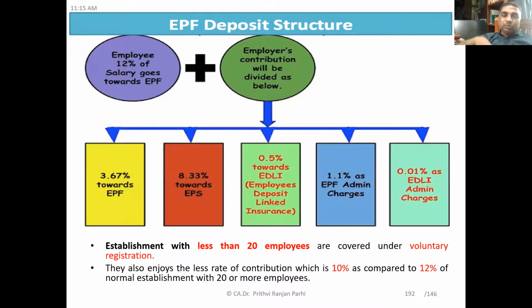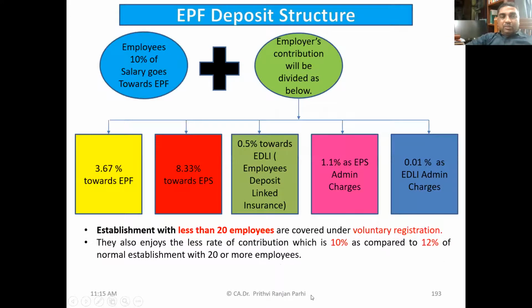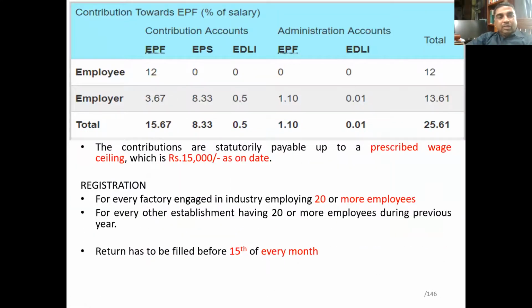Establishments with fewer than 20 employees can voluntarily be covered under the EPF Act. If it is more than 20 employees, then they mandatorily have to follow the requirements of the PF Act. As you can see here, the employee's contribution is 12%. The employer's contribution totally comes to 13.61% normally. So now it is 25.61% in deposits.